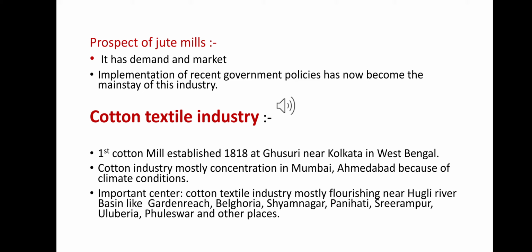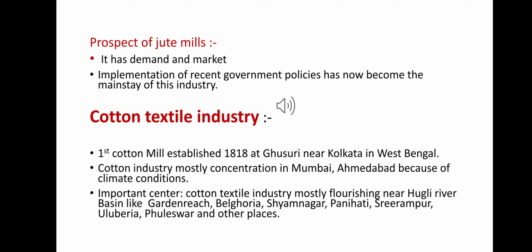The first cotton mill was established in 1880 at Ghusuri near Kolkata. Okay. The cotton industry is mostly concentrated in Mumbai and Ahmedabad because of the climatic conditions. Okay, you know, the climate of Mumbai and Ahmedabad is the best for cotton cultivation, not West Bengal. That's why the West Bengal mill established in 1880 was not very successful.